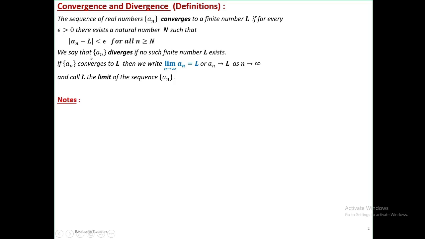So we say that such a sequence diverges if no such finite number L exists. If a finite number L does not exist, then the given sequence diverges. If a finite number L exists, then the given sequence converges. That's it. If an converges to L, then we write limit n tends to infinity of the nth term of the sequence will be L. We need to apply the limit to the nth term, then the number will be L, that is called the limit of the sequence. Or an converges to L as n tends to infinity. You can read this one as an converges to L.